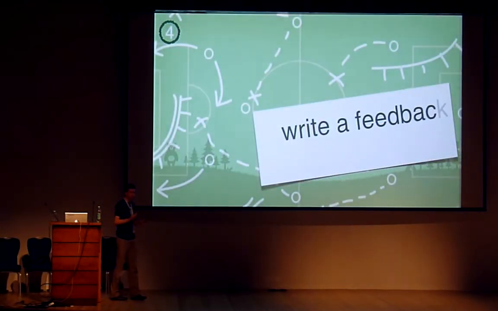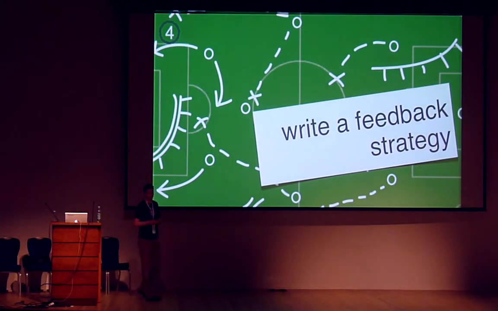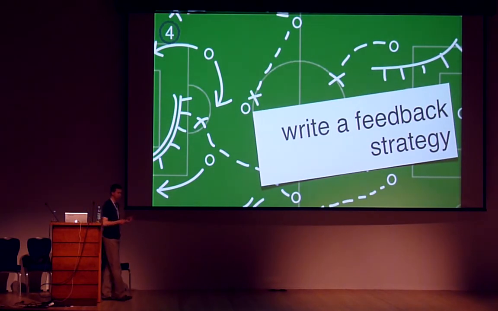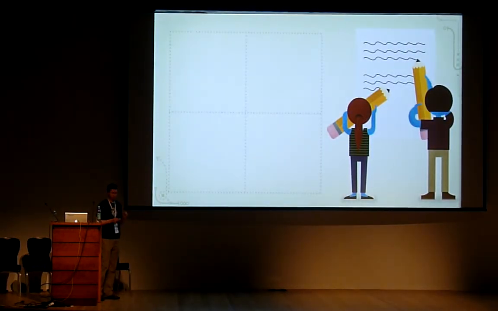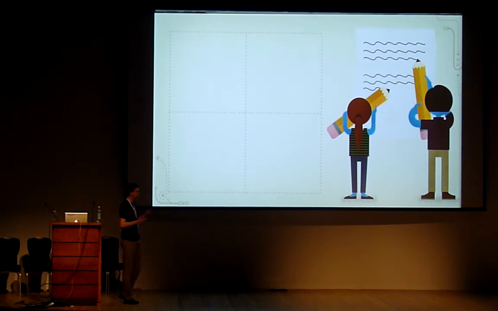So, my last tip for today is about writing a feedback strategy. Now, feedback strategy, that sounds really formal, but in practice, it's actually fairly simple. So how do you do this? You're going to need to sit down and write down 4 criteria, 4 considerations to think about with your software.